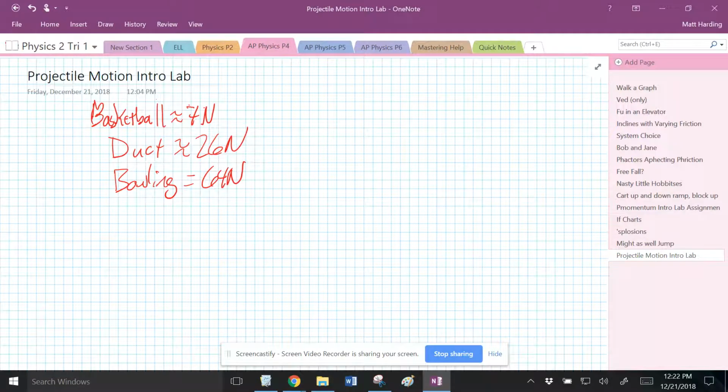So run that by your neighbor and then run it by the pair deck. Are the differences in acceleration explainable by the different ball that was used?